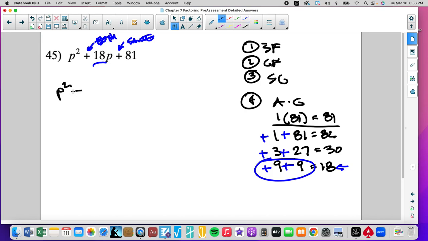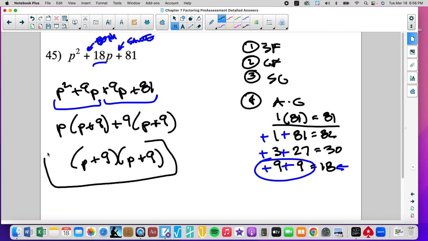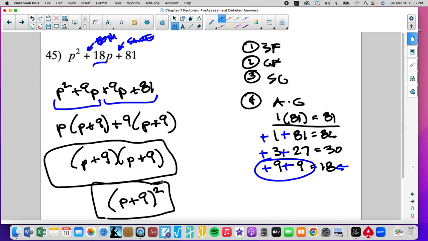So p squared plus 9p plus 9p plus 81. Let's group and group. Let's factor out a p. We get p plus 9. Factor out a 9. We get p plus 9. These are the same, so we factor out the p plus 9, and it leaves us with p plus 9. I'm okay with this answer. If you want to write it as the quantity of p plus 9 squared, I'm okay with that also. I don't mind whichever answer you get.